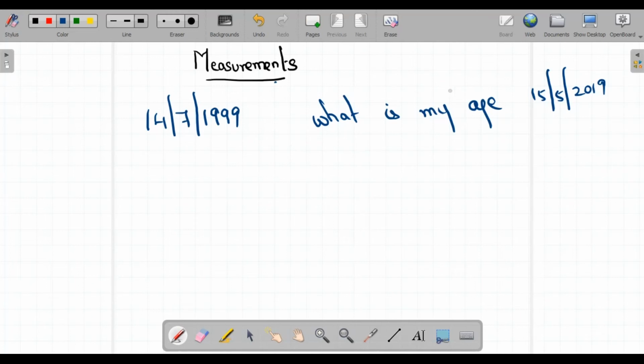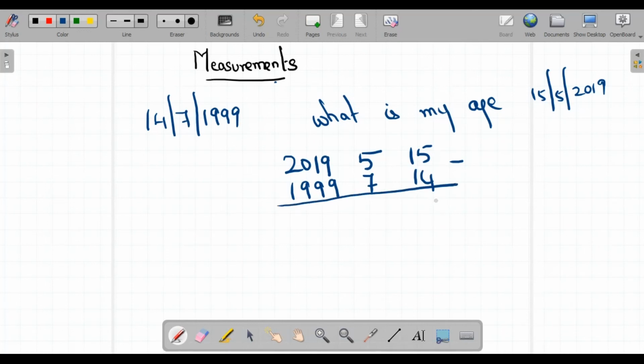So in order to do that, this is the upper date, right? Let's write the date in terms of years, months and days. So this is 2019, 5th month, 15th day. Now I need to subtract from this 1999, 7th month, with the 14th date. Okay. So now when I subtract here, 15 minus 14 fetches me a 1. Okay. Now what happens? I cannot subtract 7 from 5. So I am going to borrow from here.